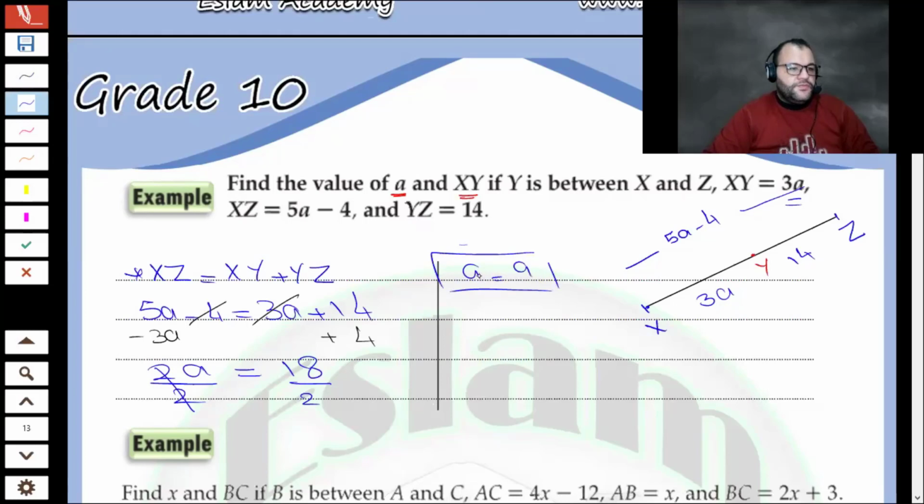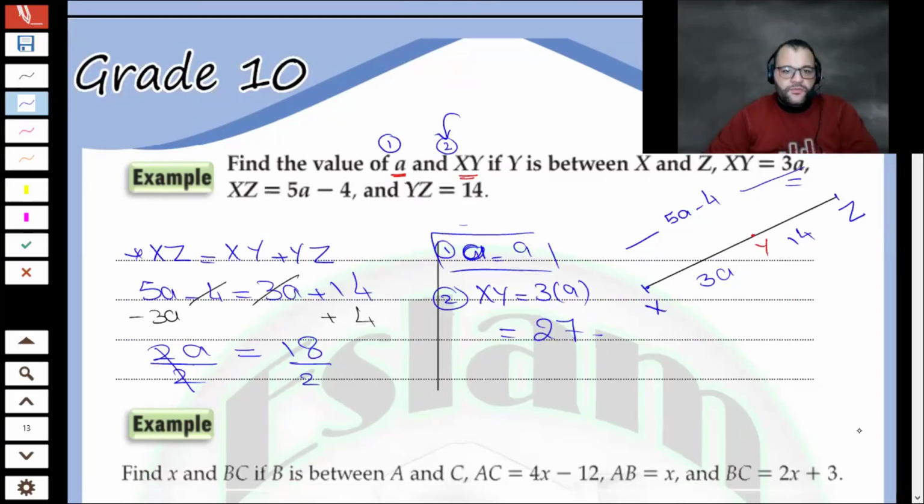Now we finish? Yes. No. Again, I said read the question carefully. Find what is required. Okay. We need to find A. Number 2, we need to find XY. What is the value of XY? Which is 3 times A, which is 9. So it will be 27. You understand the point for this one? Is it clear? Okay.